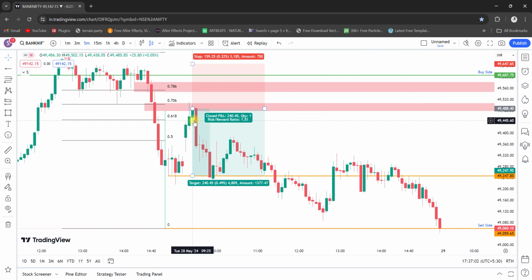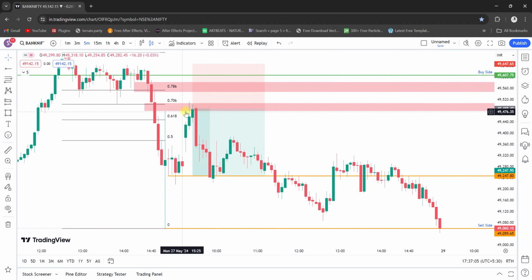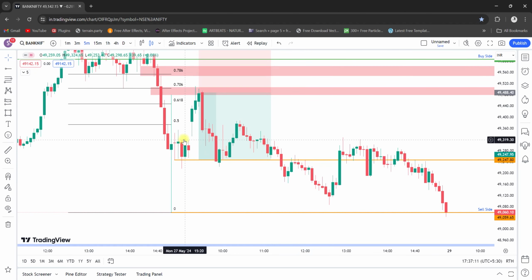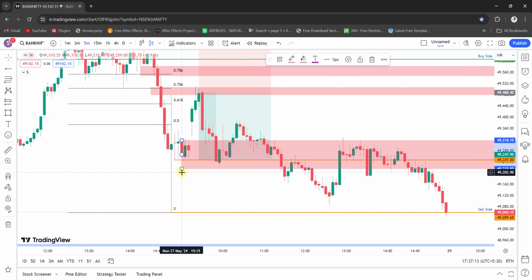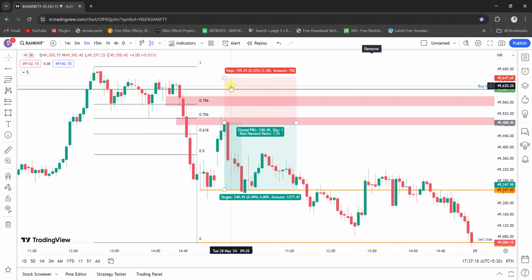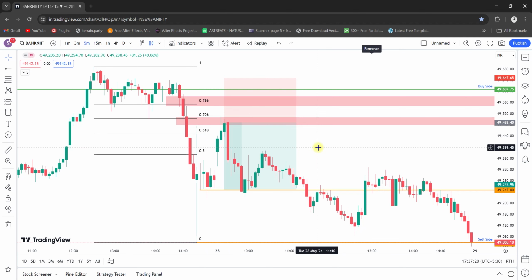I'm not telling you I took this trade. I'm just analyzing the market, because this is how the market moves. Even though I took a trade over here and exited somewhere like this after this drop, because I thought this was a demand zone. So this is the way we can analyze the market and do our trade accordingly.